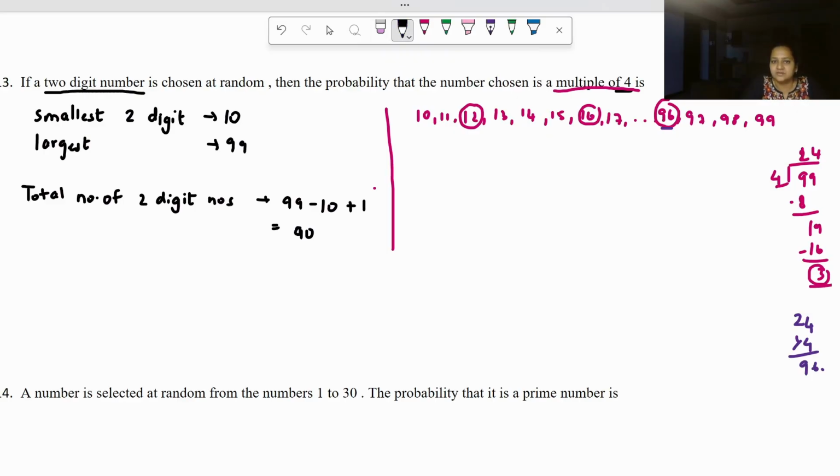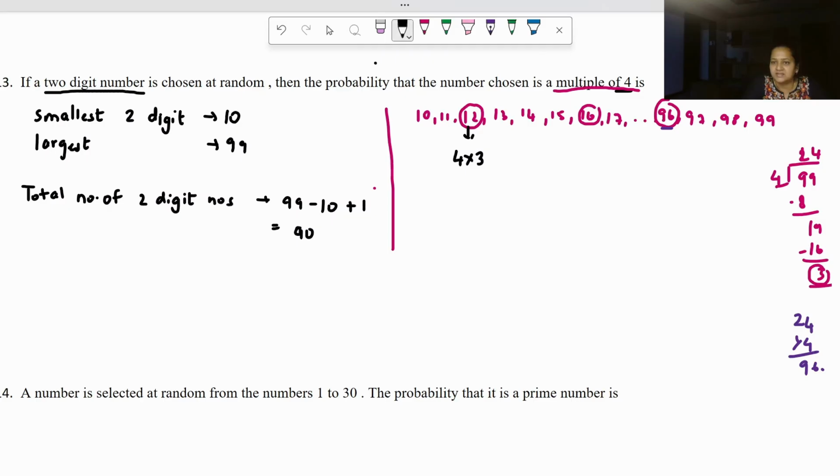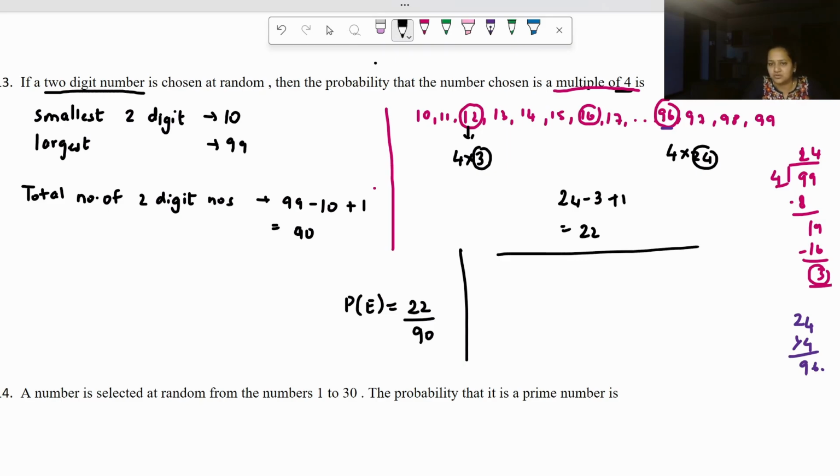Now, how do we find out how many two-digit numbers which are multiples of 4 we have? This is the first one, 4 threes are 12, and this is 4 into 24. So you can do 24 minus 3, but then we are including the multiple of 3, so plus 1. That gives me 22. So what is the required probability? 22 upon 90. You can find this number of multiples of 4 by AP also. We'll write a_n is equal to a plus (n minus 1) times d.